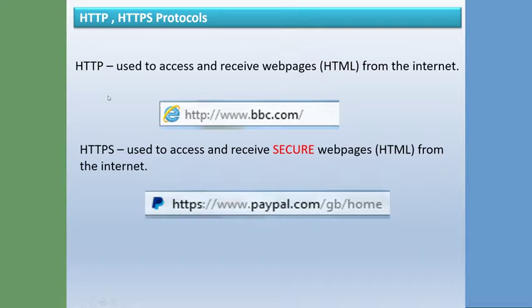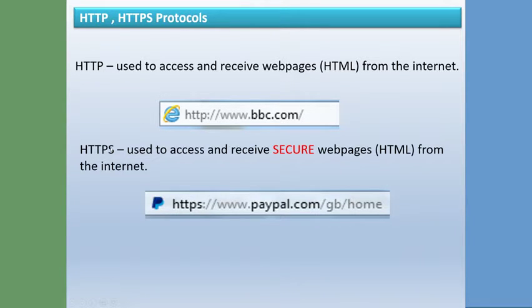Protocols. We have a few different protocols to use. We have HTTP. This is used to access and receive web pages. So for example, bbc.com, that is an HTTP request. It transfers a packet from your machine to bbc.com's website server and says, can you send back all of the files that will enable me to display that website? That is handled by the HTTP protocol.